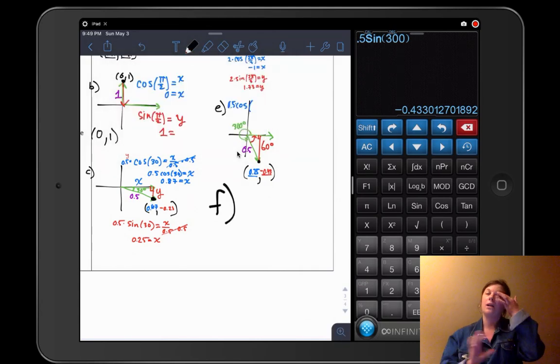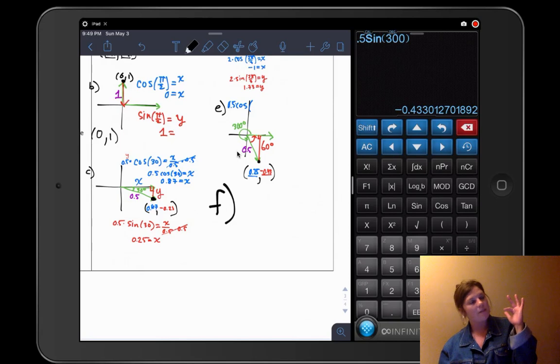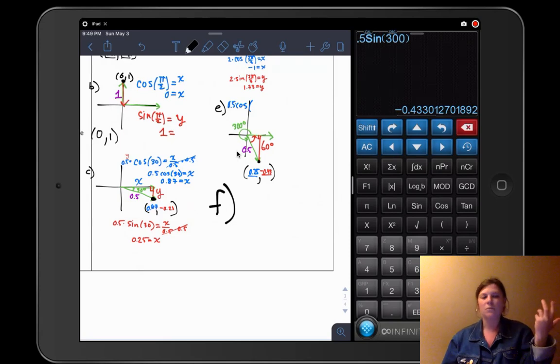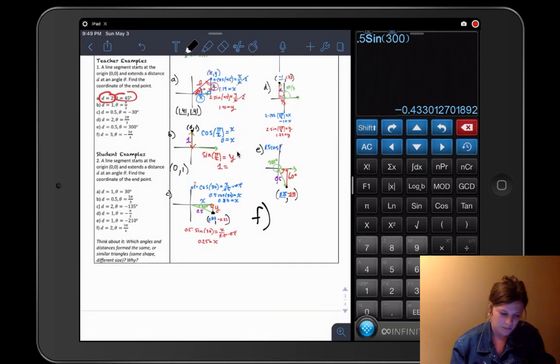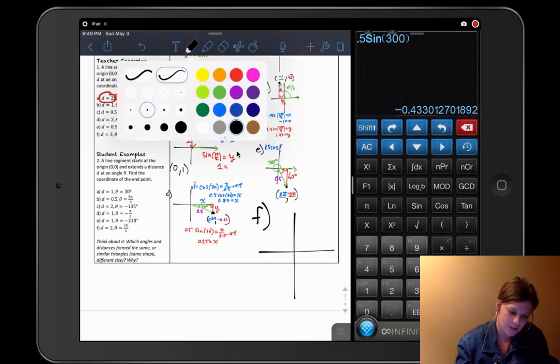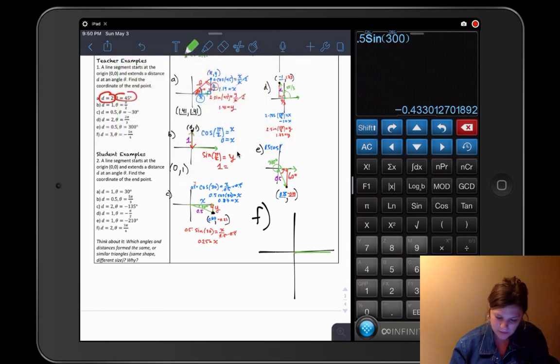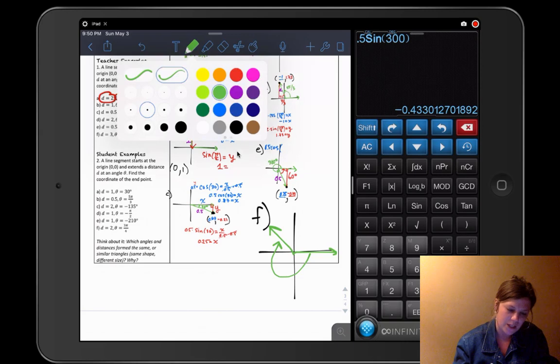I know that X is cosine, Y is sine. I multiply by the length. It starts to get a little bit more of a pattern for you. All right, let's do our last one here from the teacher examples. We have negative 5 pi over 4. That takes us right up here, negative 5 pi over 4.